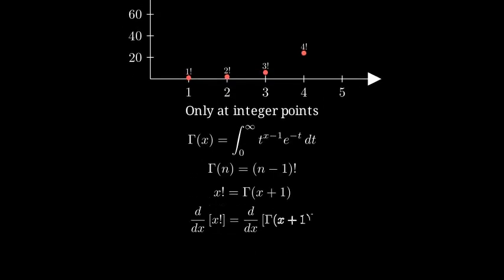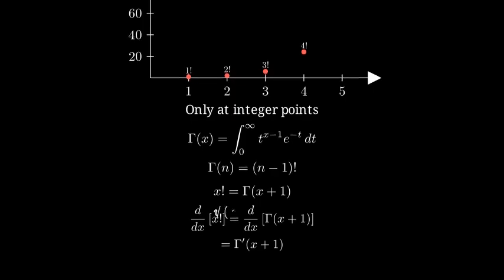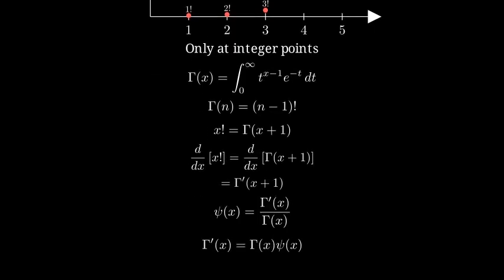Now we can differentiate. Instead of differentiating x factorial, we differentiate gamma of x plus 1. This gives gamma prime of x plus 1. Now here comes the spicy part. The derivative of the gamma function is related to the digamma function. It is defined as psi of x equals gamma prime of x over gamma of x. So gamma prime of x equals gamma of x times psi of x.